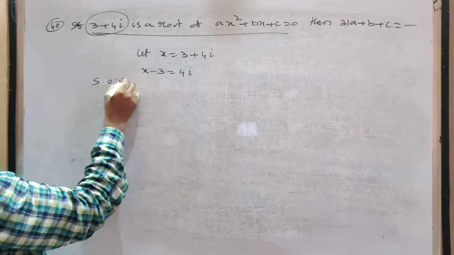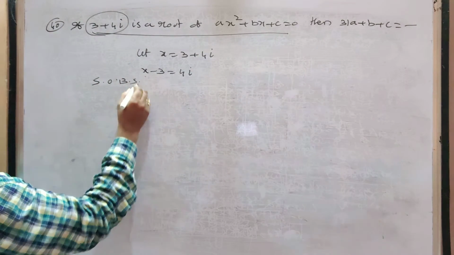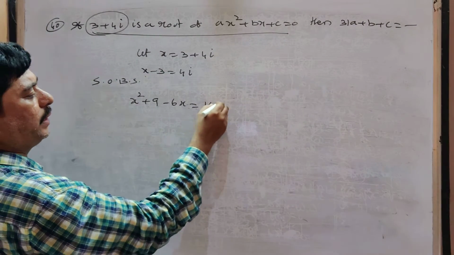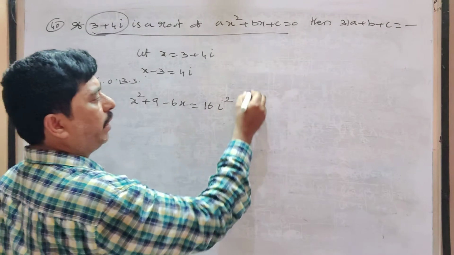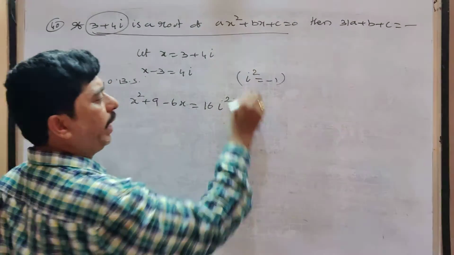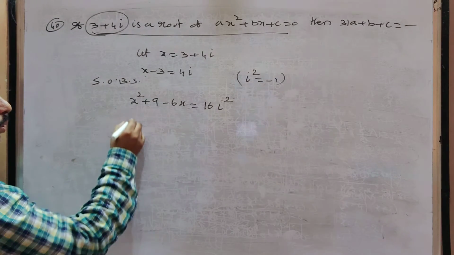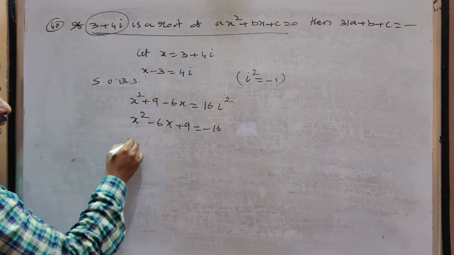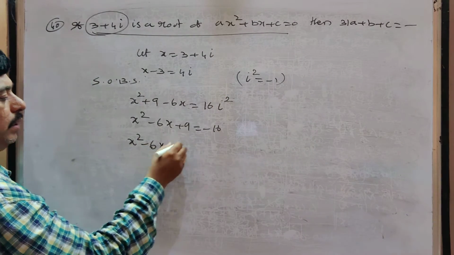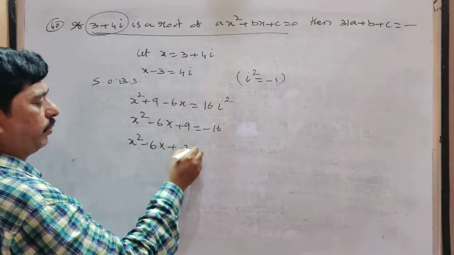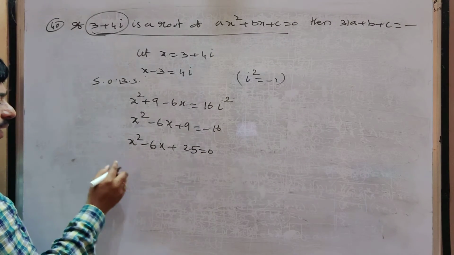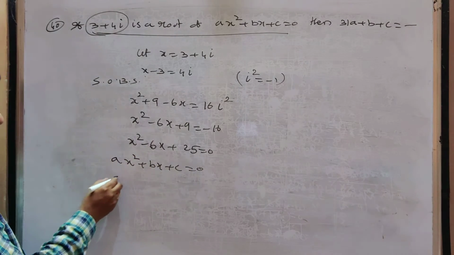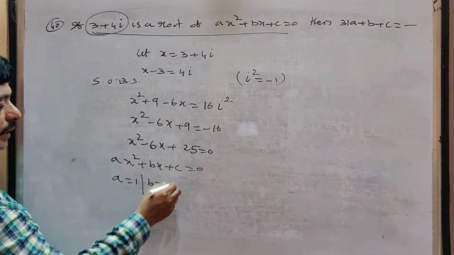Squaring on both sides, a minus b whole square is a square minus 2ab plus b square, so x square minus 6x plus 9. And 4i square is 16i square. But what is the i square value? In complex numbers i square is minus 1. So x square minus 6x plus 9 equal to minus 16. Taking minus 16 to the left hand side, 9 plus 16 is 25. But the given equation is ax square plus bx plus c equal to 0, so a value is 1, b value is minus 6, c value is 25.